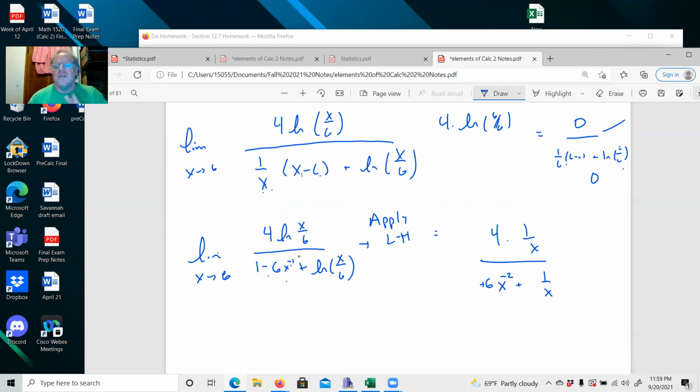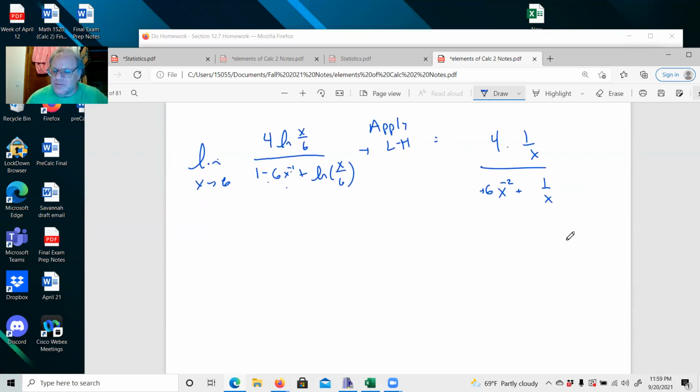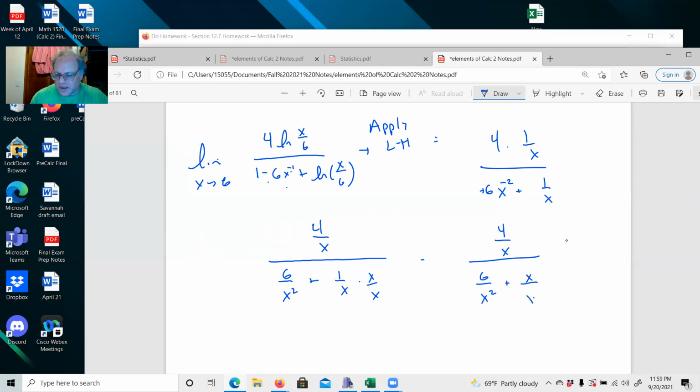Okay. We've got to clean some stuff up. So this is 4 over x divided by 6 over x squared plus 1 over x. Can we multiply this by x over x? Sure. So what are we going to end up with? 4 over x over 6 over x squared plus x over x squared.